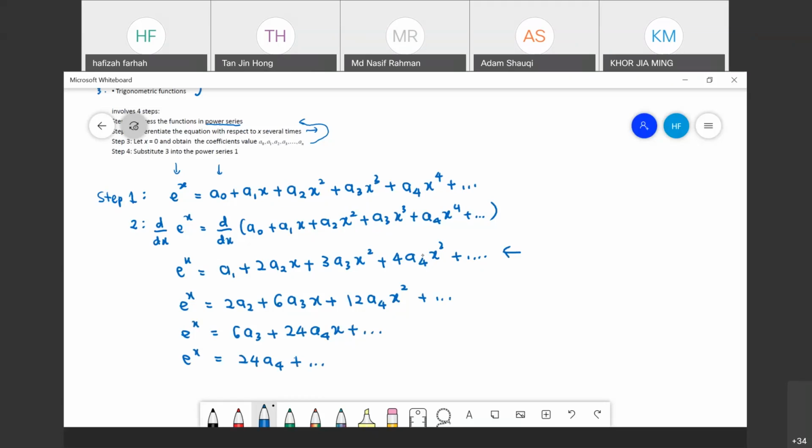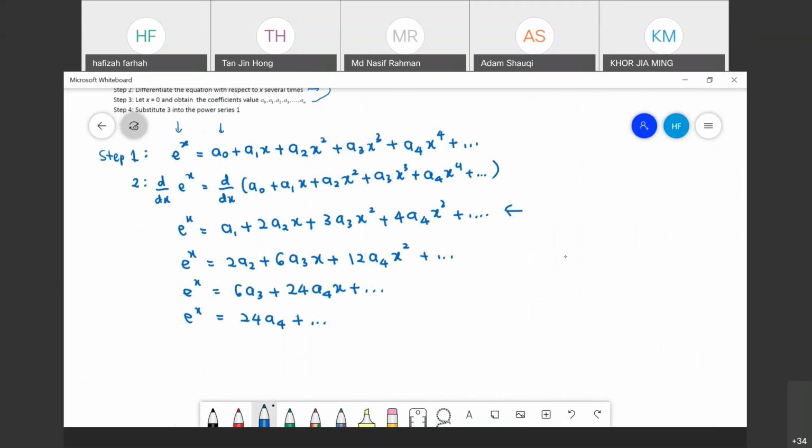Okay, so far faham tak this part? How to differentiate this? Okay, good. Okay, so now the next step is we have to let x equals 0 in order for us to get the coefficient values.